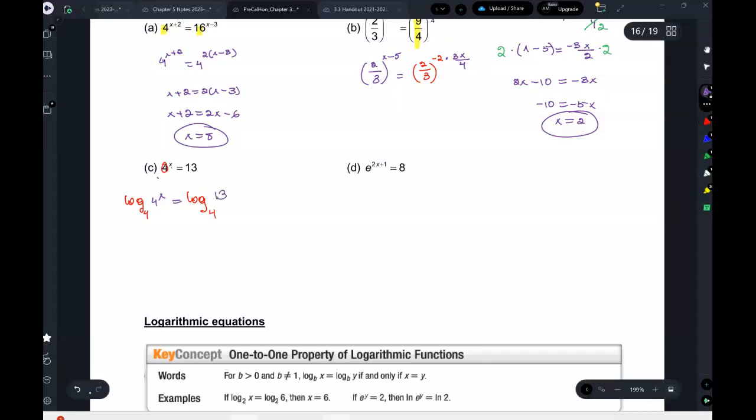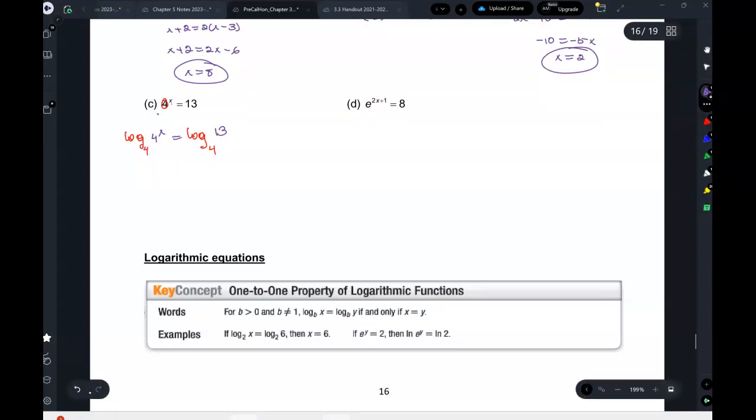You have to take the log of both sides. So on the left side, what do I have left? x equals log base 4 of 13. And if this was a non-calculator part, you would just leave it as is. This is good enough. But if it is a calculator part, then you have to plug it into your calculator. And we normally go to 3 decimal places. So this would be about 1.850.